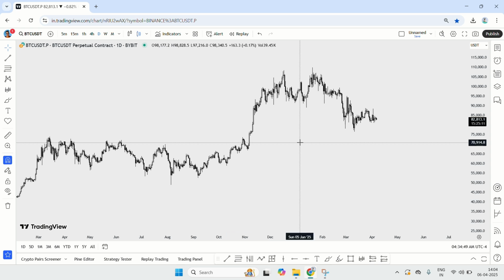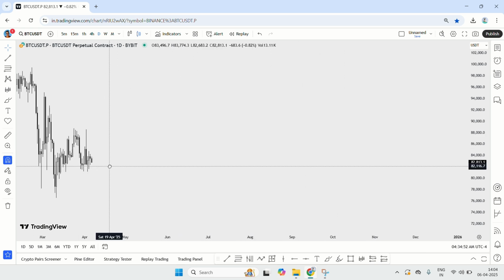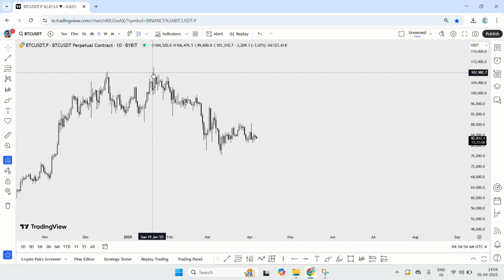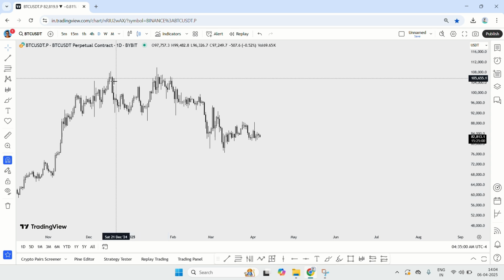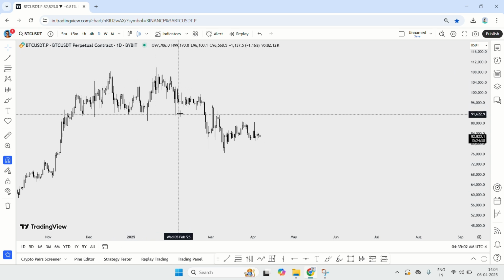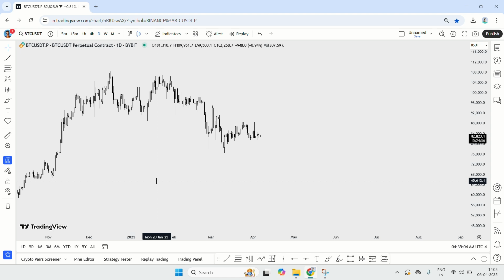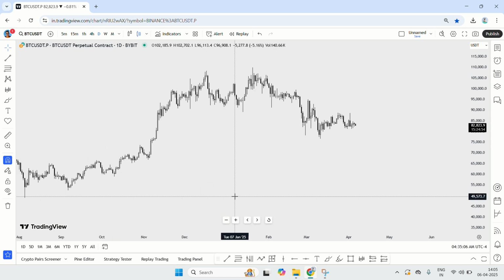In a high probability condition, the market takes the high and it will go down, or it will take the low and it will go up. This is the high probability condition. And what is the low probability condition?